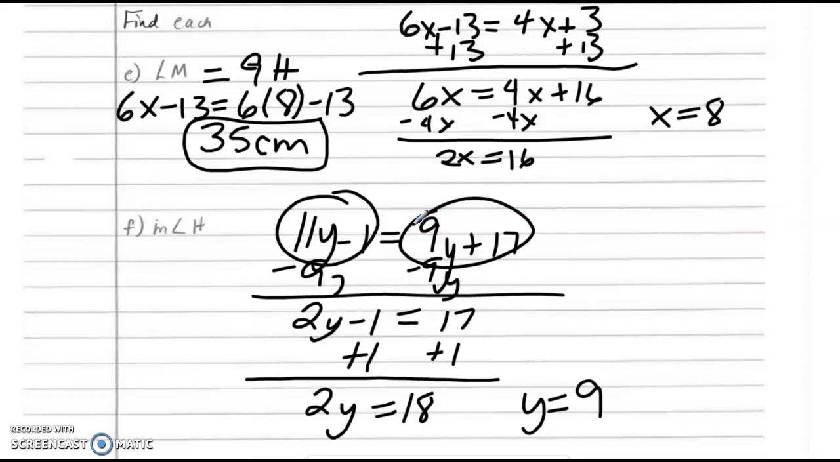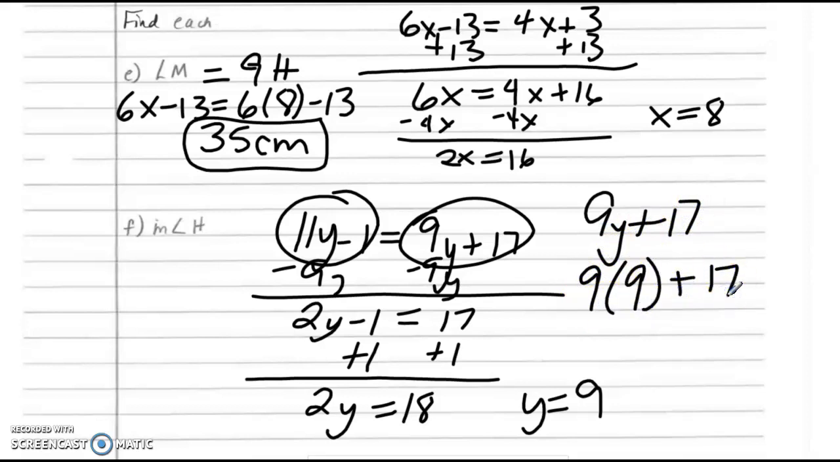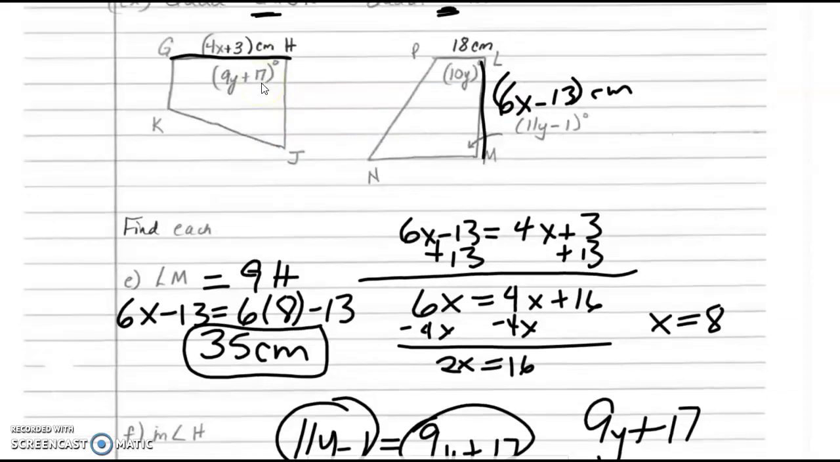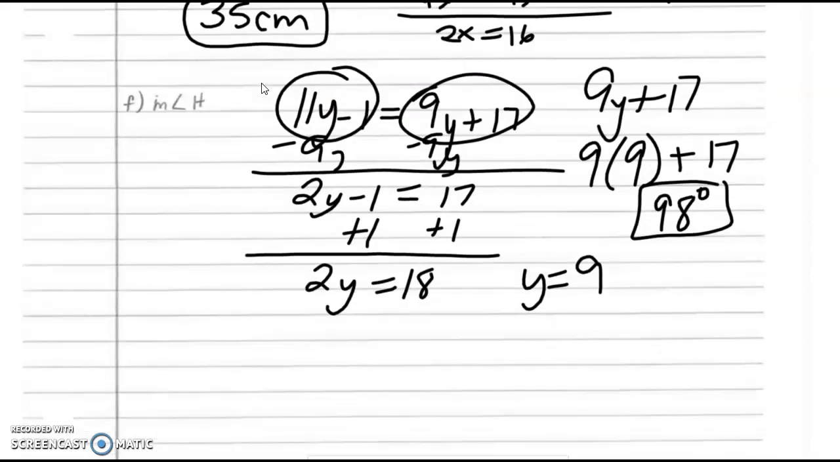9y. Would it matter, though? Aren't they supposed to be equal to each other? After I asked that question, I was like, well, it shouldn't really matter because they are equal. So we're going to pick one, 9y plus 17, and we're going to plug in 9 for y. That's 81 plus 17, 98. 98 what? Degrees. So angle H, which also equals angle M, is 98 degrees.